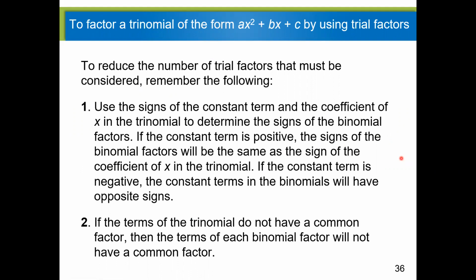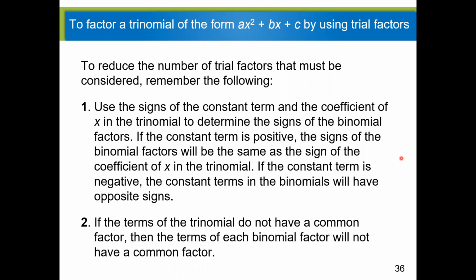So, to reduce the number of trial factors, you must consider the following. Trial factors are running down all the things that add up to B, running down all the things that multiply to C, right? Those are trial factors. And you can keep going until you find it, but there's a certain point where it's obvious to stop. And that's what these rules are about.